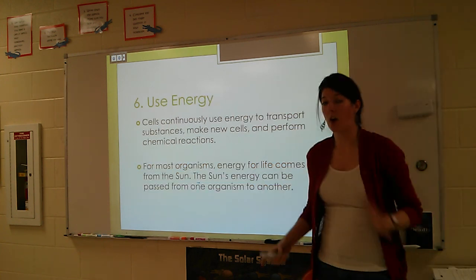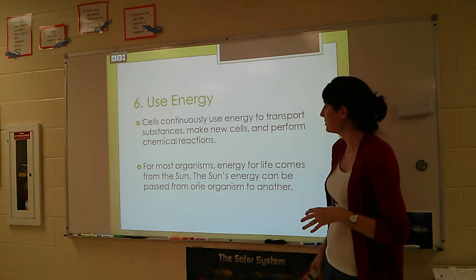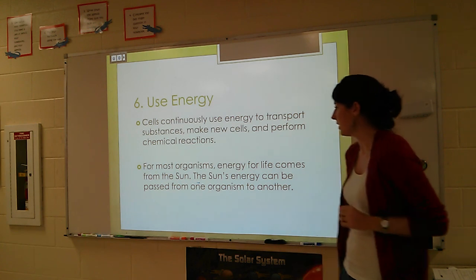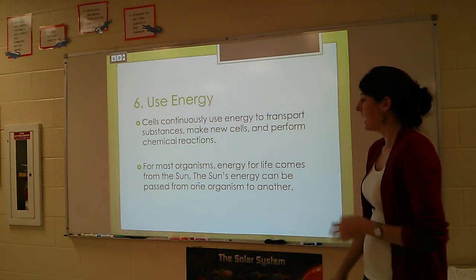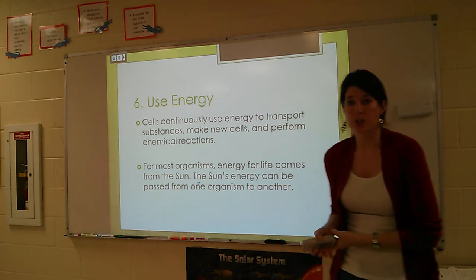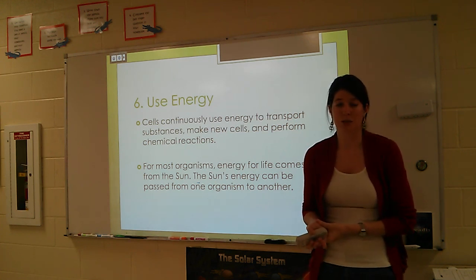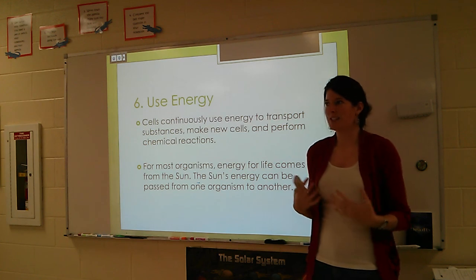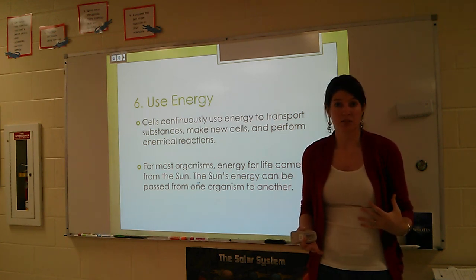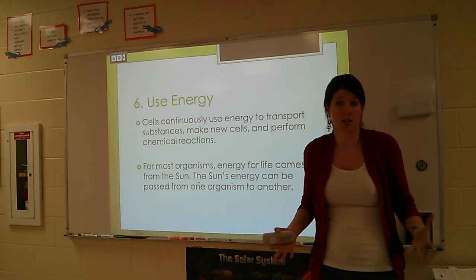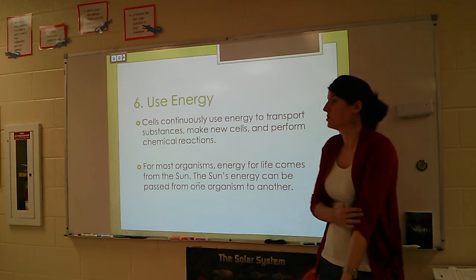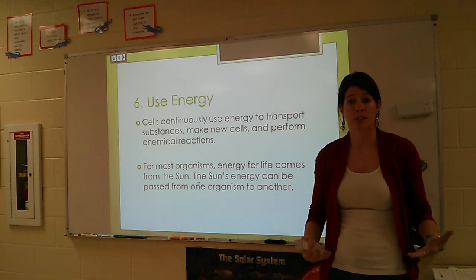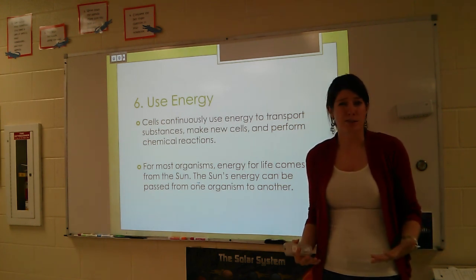The last thing that all organisms do is they all use energy. So you eat. That is how you get your energy. Cells are continuously using energy to do all kinds of things that you need to do on a daily basis. So just moving around, breathing, even just sitting there takes energy because your body has to keep going. It has to keep processing things. So your heart keeps beating and your brain keeps working and your lungs keep breathing and all that good stuff keeps happening as long as you have energy.